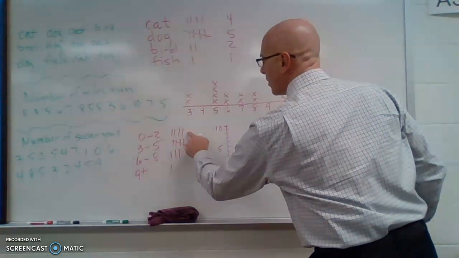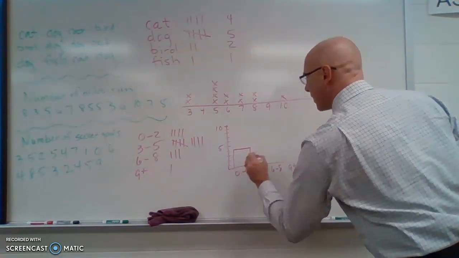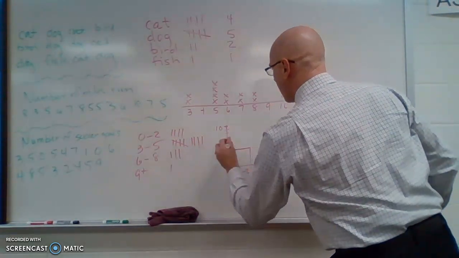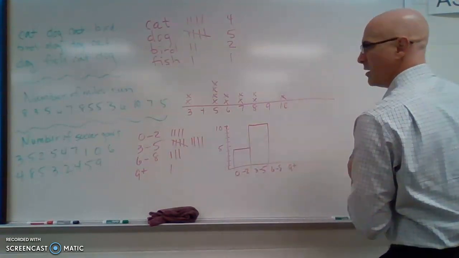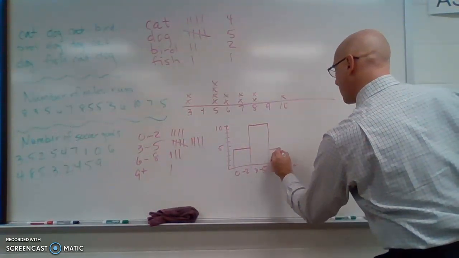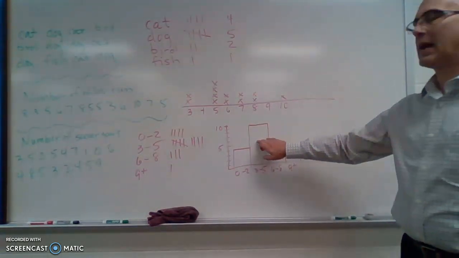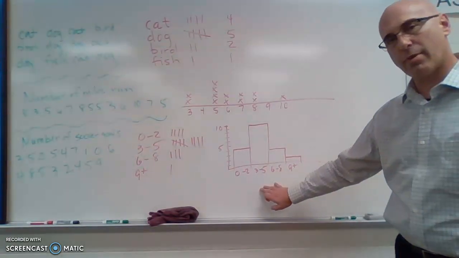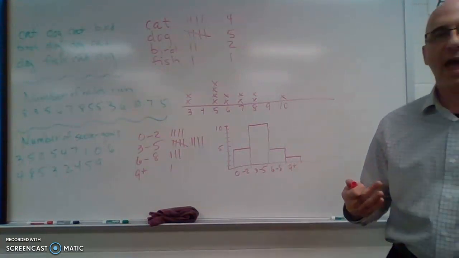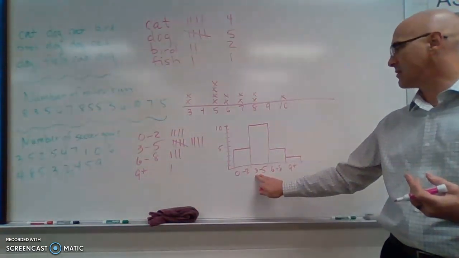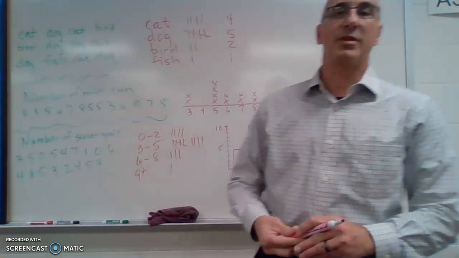Now, I know I have 4 in this first interval. So there's my first bar. From 3 to 5, I had 9, which is up to here. 6 to 8, I had 3. And 9 and above, I had 1. So this is called a histogram. It's a special kind of bar graph that has intervals. So we can say what interval had the most goals, and it is from 3 to 5 goals. That seems to be the most common. So there are more ways to represent your data.